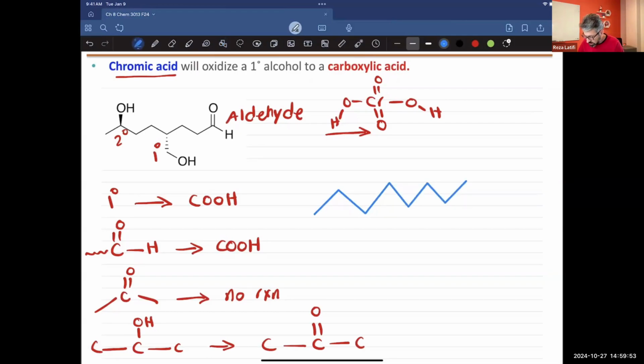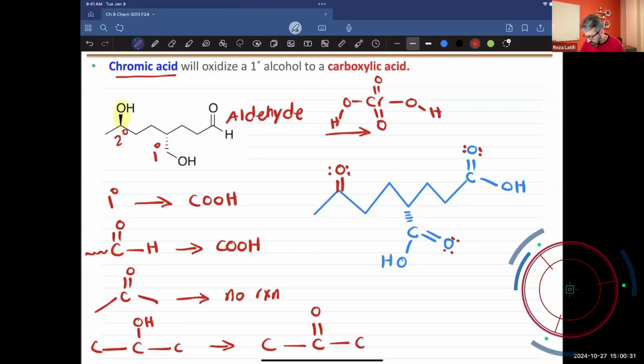Okay, and this group is going to turn to carboxylic acid. So the aldehyde turns to carboxylic acid, and then here we have a methyl, a primary alcohol. That primary alcohol again is going to turn to carboxylic acid. So we got 2 carboxylic acids, and this one is a secondary alcohol. Secondary alcohol is going to simply turn to a ketone, and it will stay there. So those are going to be the final products of the reaction.